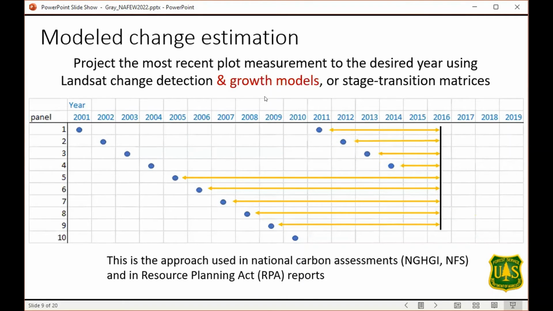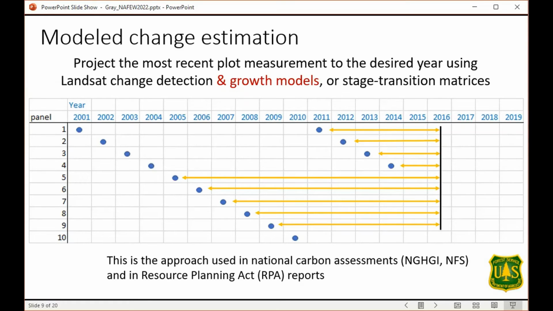Another approach, though, is to use whatever the most recent measurement of these plots is, and say we're interested in what the status was in 2016, or the most recent year we have Landsat change detection for, for example. Then we look at the disturbance and project those plots forward to that date. But a key part is that you also need growth models. Landsat is very good at detecting disturbance. It's not very good at detecting growth in intact mature forests.